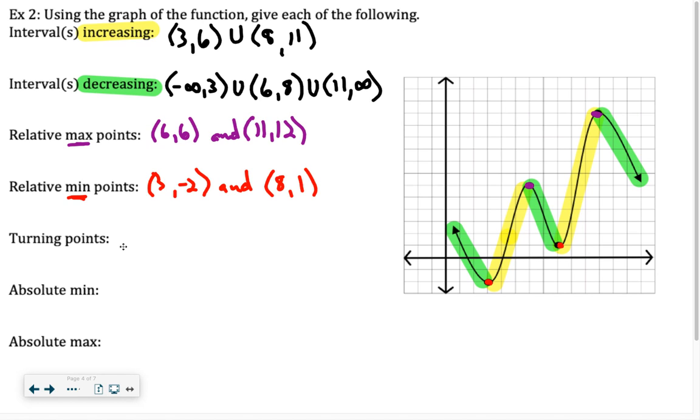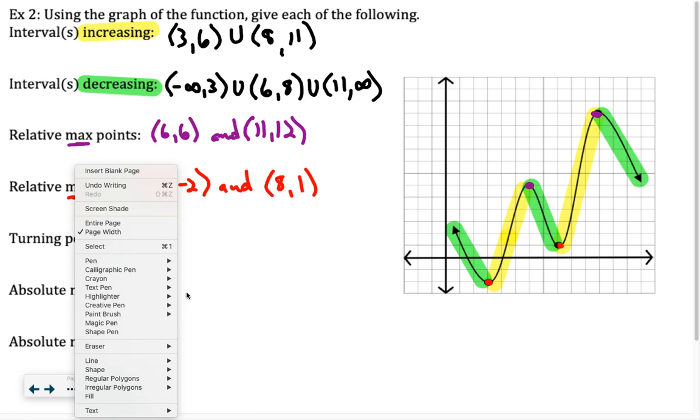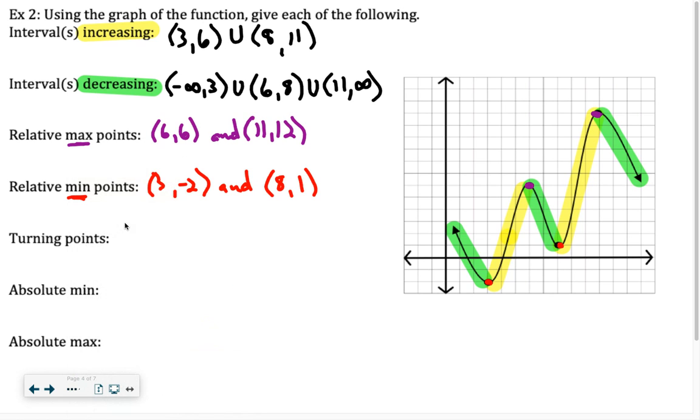Then turning points. Actually, all 4 of these, both my relative maxes and both my relative mins, would be considered turning points. So we would just list all of those: 3, negative 2, 6, 6, 8, 1, and 11, 12.